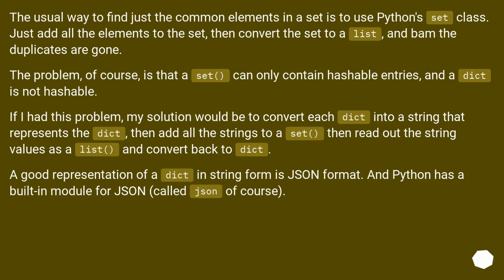If I had this problem, my solution would be to convert each dict into a string that represents the dict, then add all the strings to a set, then read out the string values as a list and convert back to dict. A good representation of a dict in string form is JSON format. And Python has a built-in module for JSON, called json of course.